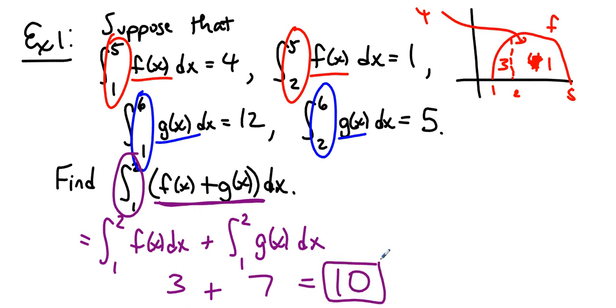We don't have to know anything about what the equations of the functions are. We don't have to know what the shape of the graph is. If we know the area from 1 to 5, and we know the area from 2 to 5, then we know the area from 1 to 2. If we know the area from 1 to 6, and we know the area from 2 to 6, then we know the area from 1 to 2. Okay? Okay.